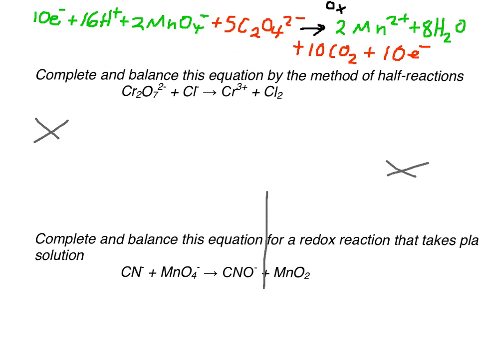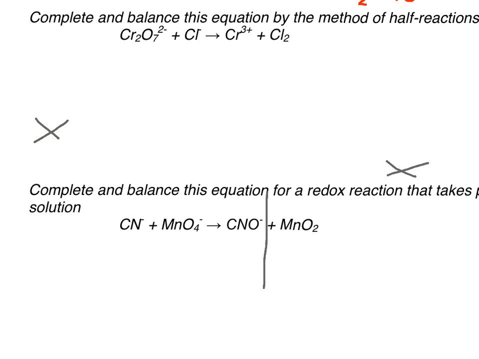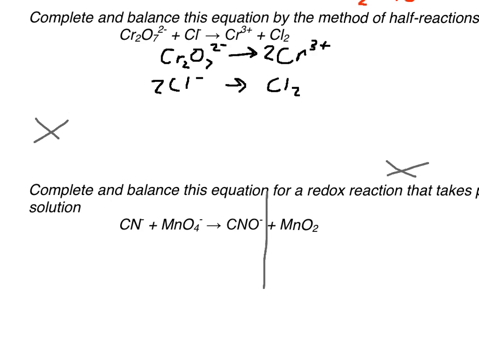Let's see if we can zip our way through it. So I'm going to start with my 2 half reactions. And now I'm going to balance everything besides hydrogens and oxygens. And now I'm going to balance my oxygens by adding water. And now I'm going to balance my hydrogens by adding hydrogen ions. And now I am going to balance my charges by adding electrons.